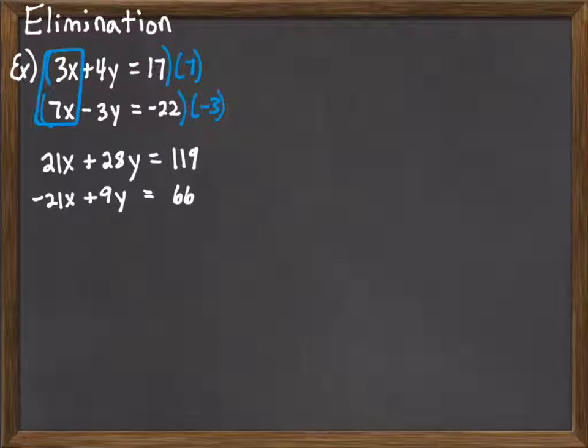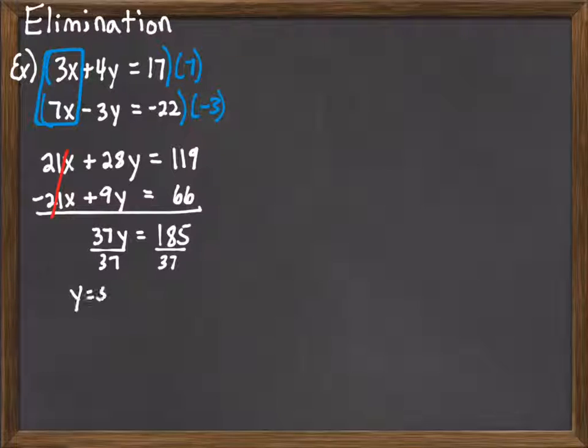And so our y variables are now opposites, so we can go ahead and add straight down. At this point, you may want to pause the video and try to solve the remaining equation yourself. So the x's cancel out, and we get 28y plus 9y equals 37y. 119 plus 66 equals 185. We said ourselves, oh no, this looks like it might be pretty bad. Until we try to divide both sides by 37. And when we divide both sides by 37, we find out, hey wait, 37 goes into 185 perfectly. We get lucky. y equals 5.